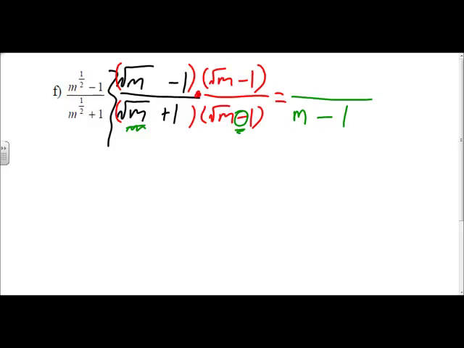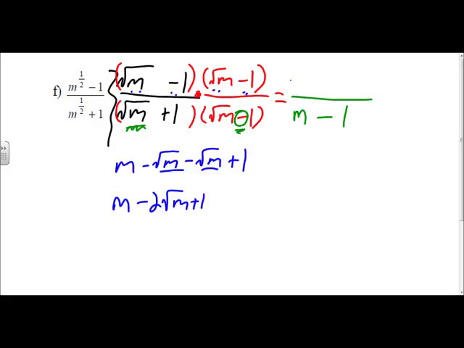Now from here, foiling out the top, square root of m times square root of m is m. Square root of m times negative 1 is minus square root of m. The negative 1 times square root of m is another minus square root of m. Negative 1 times negative 1 is positive 1. Combining our like terms, we have m minus 2 square roots of m plus 1. And again, when we rewrite this, I like putting the radicals at the end, so I'm going to say m plus 1 minus 2 square roots of m. So in this case, this becomes our final answer.